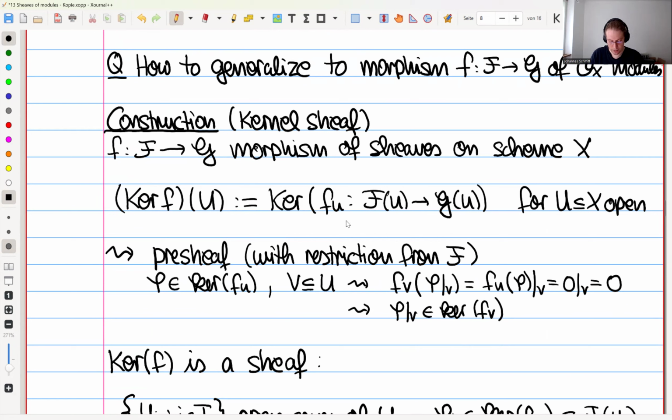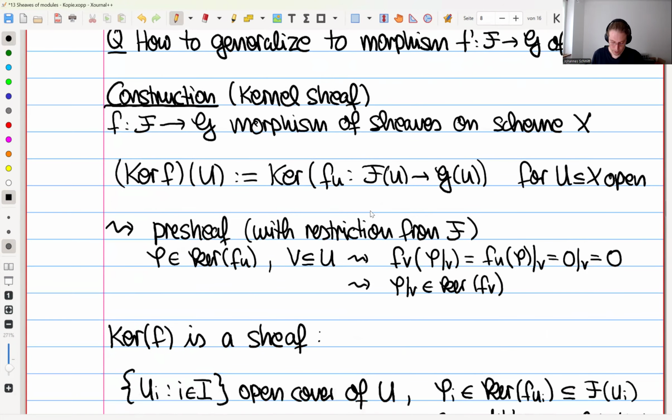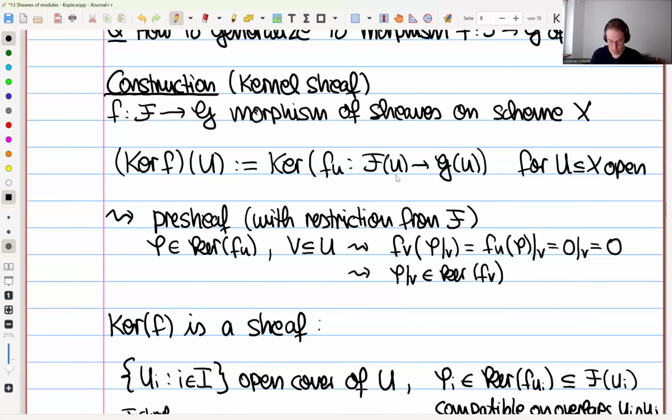Okay, so this is straightforward. The data of F contains all of these morphisms here, and you just take the kernel. This is, of course, again an O(U) module, because F(U) was. And so, first of all, we see it is a presheaf with the restrictions coming from the sheaf F.